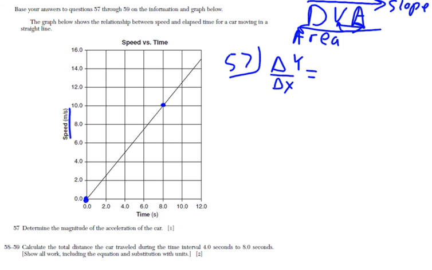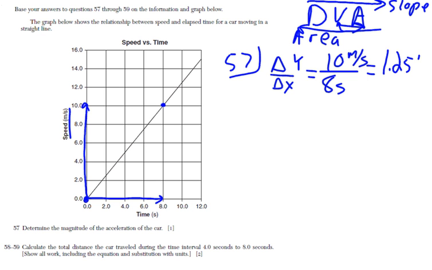So the change in y from 0 to 10 will be 10 meters per second. And the change in x from 0 to 8 will be 8 seconds. 10 divided by 8 gives you a value of 1.25 meters per second squared. Box that, use that as your answer.